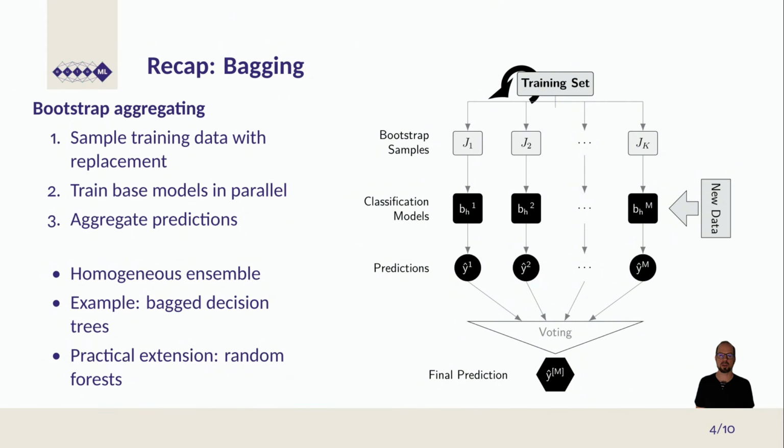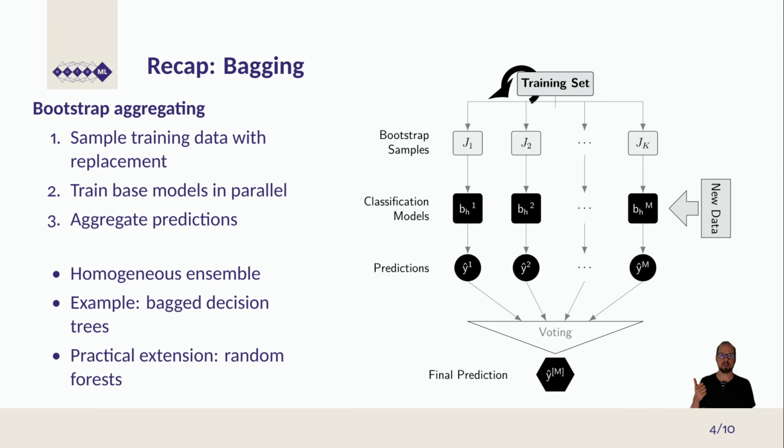Before actually going further into this, let us recap two ensemble methods that you should be familiar with from your Introduction to Machine Learning courses. The first one is bagging, which is a portmanteau for bootstrap aggregating, and which is a very well-known and often used method. It works as follows.